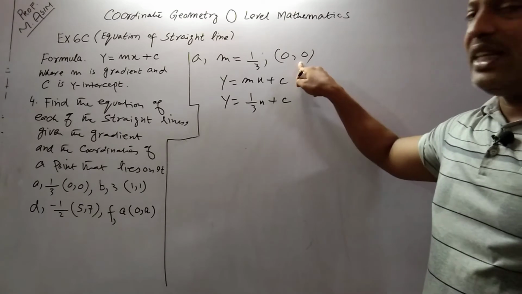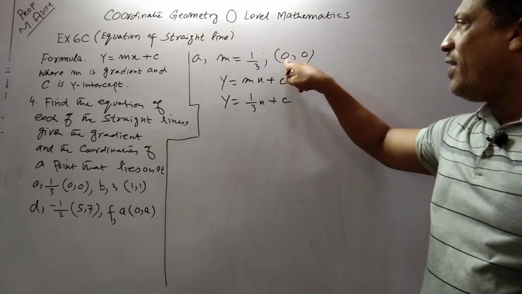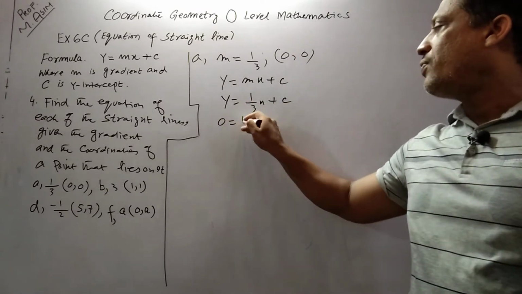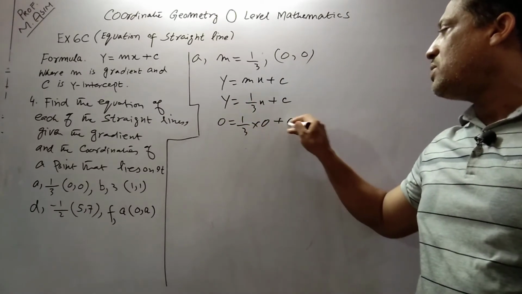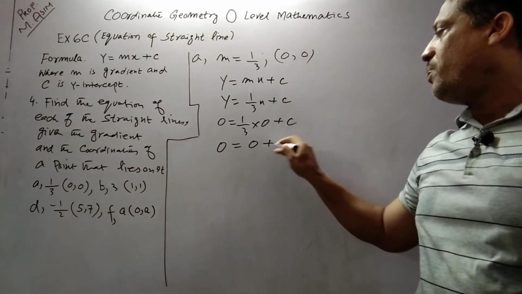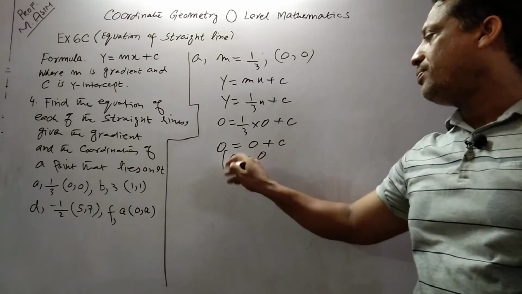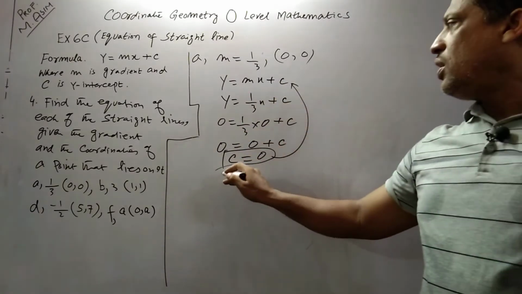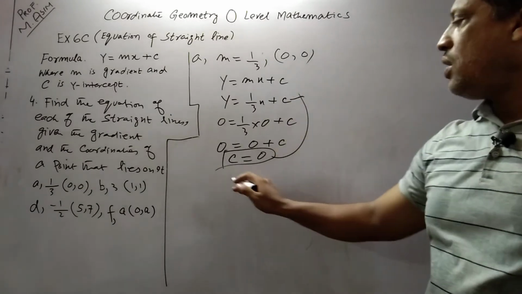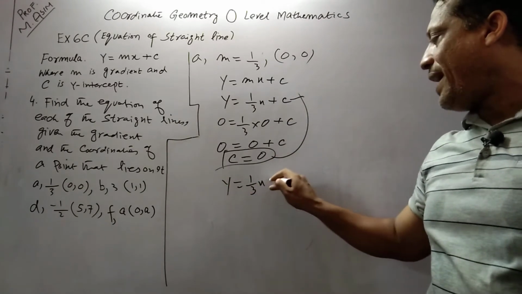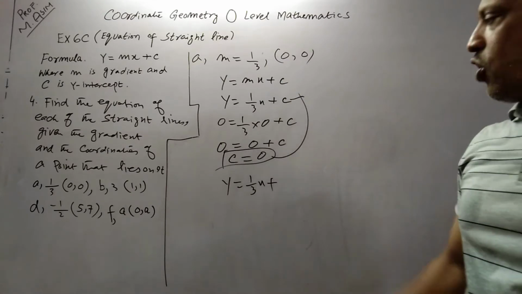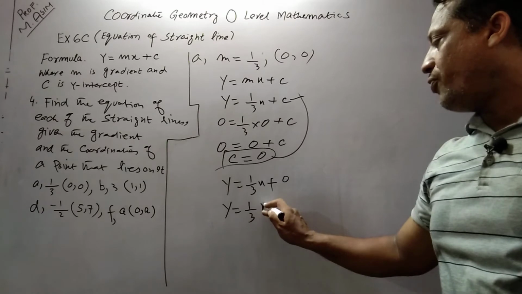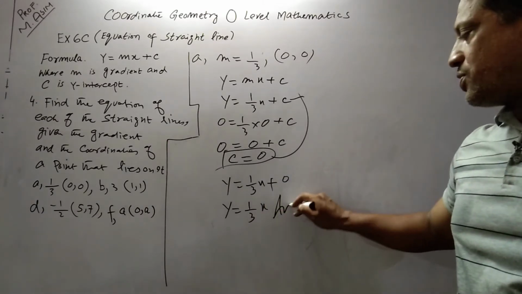And now satisfy this point in this. Satisfy means put the value of x 0 and put the value of y 0 in this equation. So 0 is equal to 1 upon 3 into 0 plus c. 0 is equal to 0 plus c and c is equal to 0. And finally put this value of c in this equation, y is equal to 1 upon 3 x plus c. What is the value of c you obtained? 0. So the answer is y is equal to 1 upon 3 x plus 0, which doesn't affect. So this is your answer.